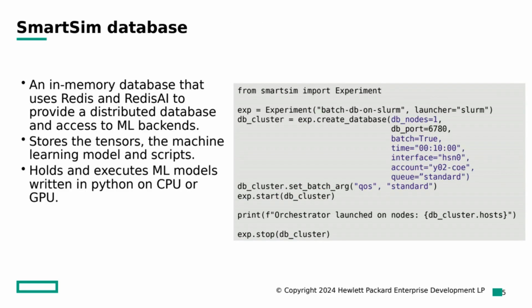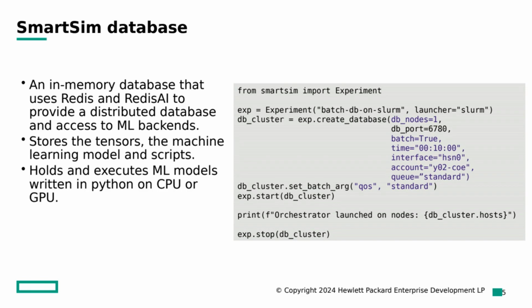So yeah, we can also create a database or the orchestrator from the experiment. So this is your in-memory database that uses Redis and RedisAI, and provides a distributed database to access the machine learning backends. So this stores all the tensors and the machine learning models and scripts. And then it can also execute these machine learning models, which are written in Python, on either CPU or GPU.